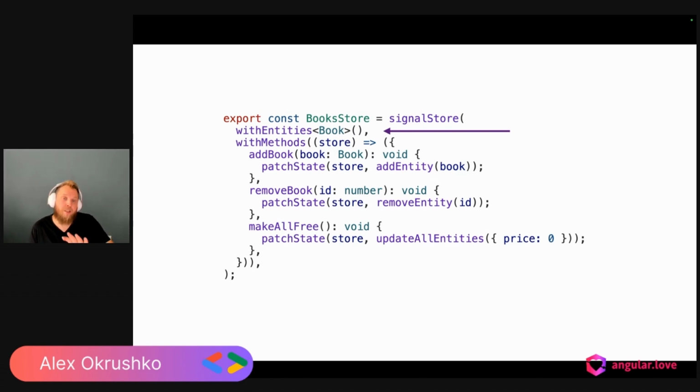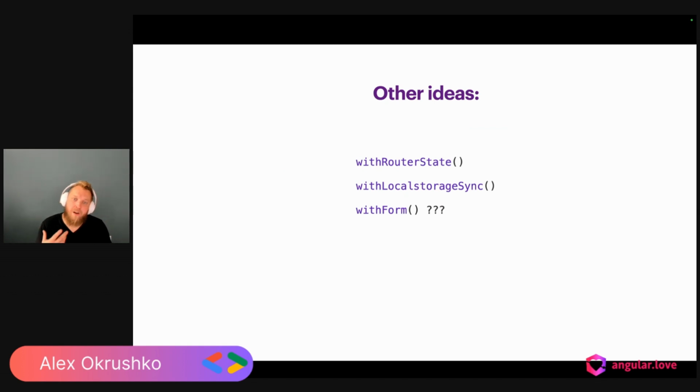Cool. All right. So this is some of the things. This is actually the one that comes out of the box, provided by NgRx itself. But again, there's tons of other ideas floating around, right? You can have withRouterState, or you can have withLocalStorageSync, right? Automatically syncing your state to local storage. With forms was floating around as well, right? And we can easily do these things and wrap these things within the SignalStore.